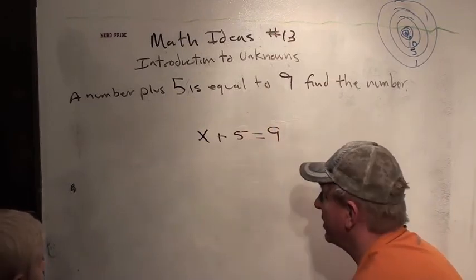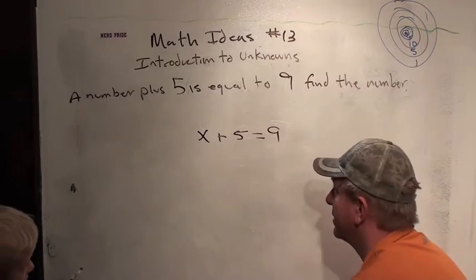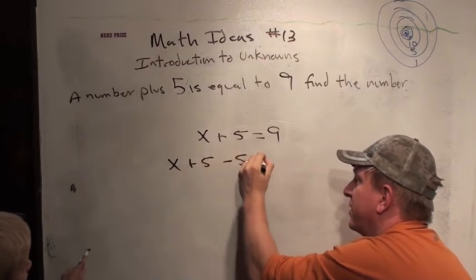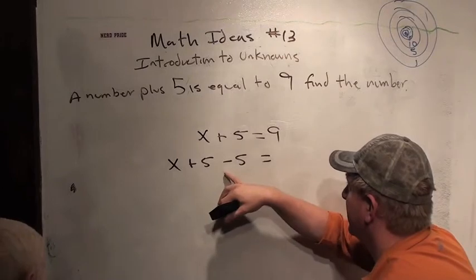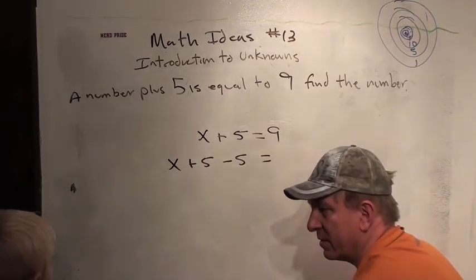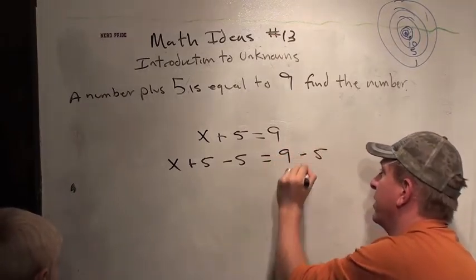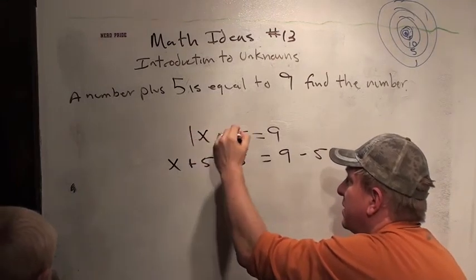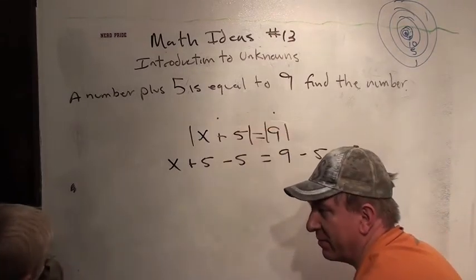Okay, do you remember what we do next? Then we go x plus 5 minus 5. Okay, we take away the 5, and then what do we have to do to the other side? If we subtract 5 here, what do we have to do over here? We also have to take away 5 from 9, because if this side is equal to this side, if you take away 5 from here, you have to take away 5 from here.